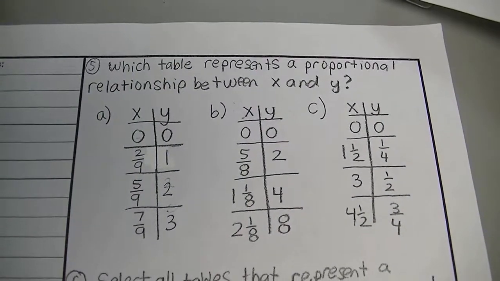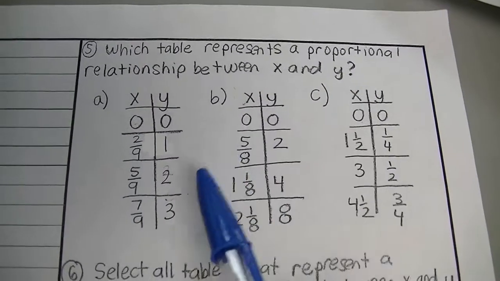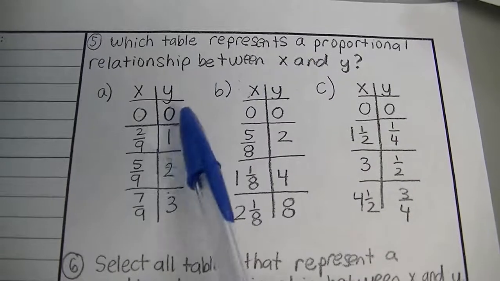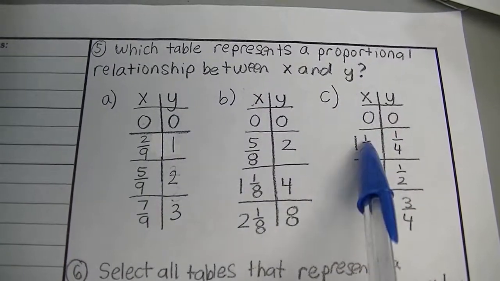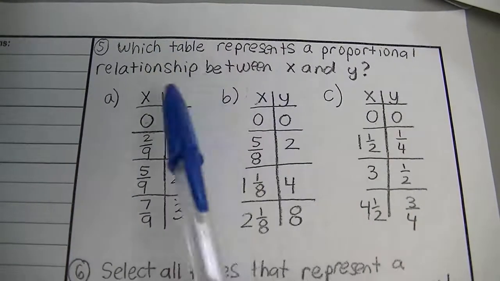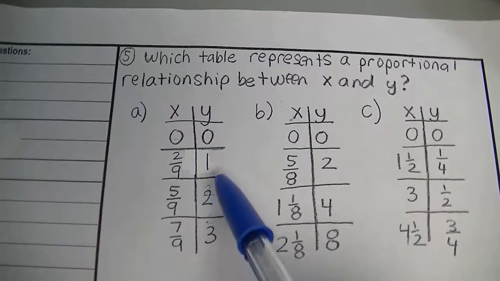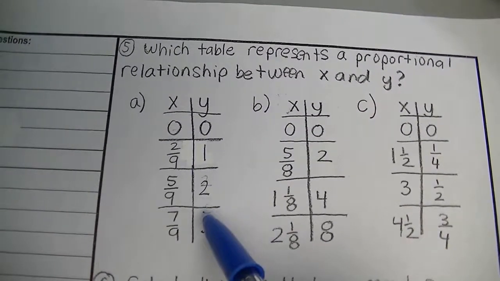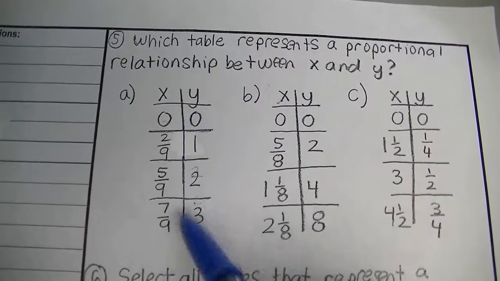Number 5 says, which table represents a proportional relationship between x and y? So, based on how it's worded in the question, there's only going to be one correct answer to this problem. Is it going to be A, B, or C? Because it's saying which table is representing a proportional relationship. And what you need to do to find if the table is proportional, you need to first find and see if there is a consistent unit rate for each of the values within the table.